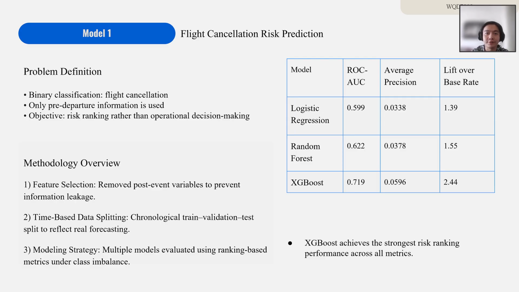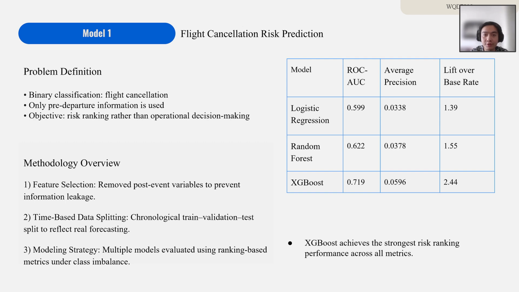For Model 1, the task is to predict the risk of flight cancellation. This is a binary classification problem, and one important constraint is that we only use information available before departure, so the model reflects a realistic prediction scenario rather than hindsight analysis.